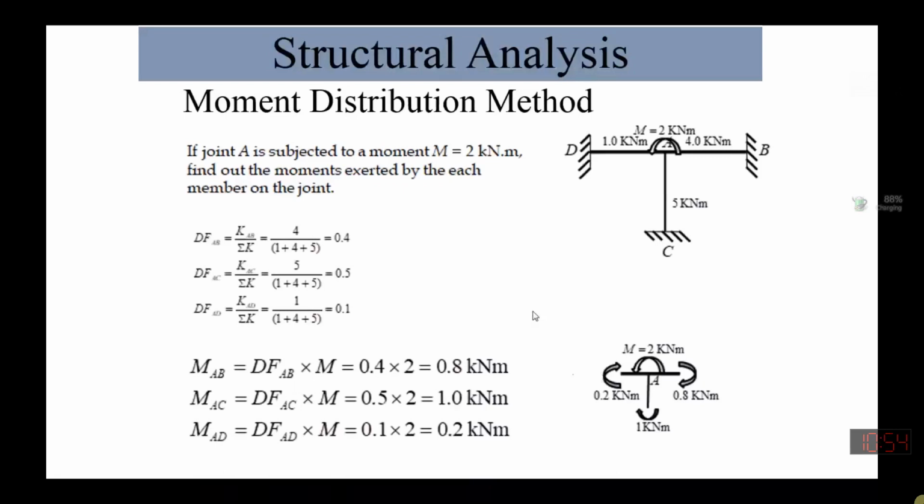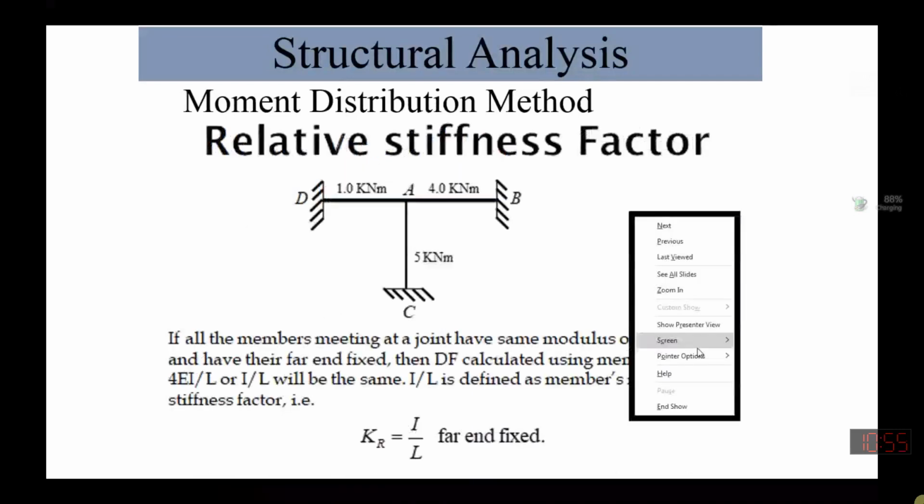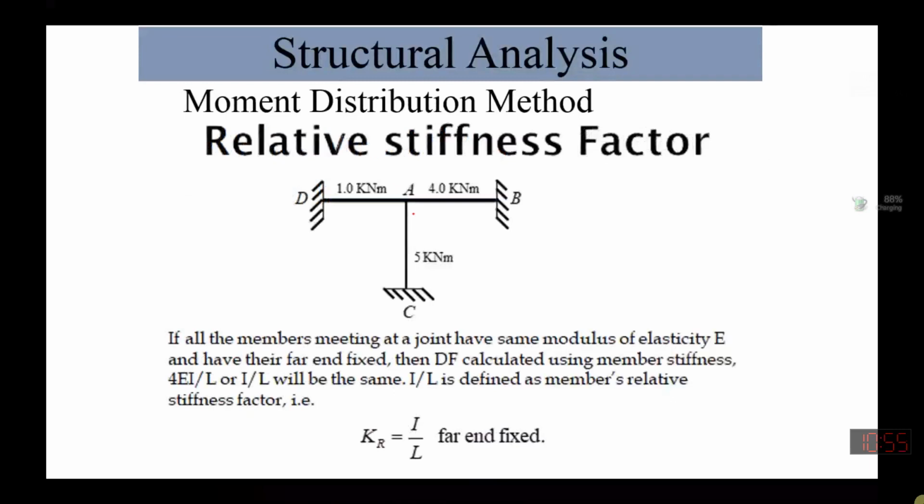Then comes the relative stiffness factor. This relative stiffness factor is basically the stiffness factor relative to the other members. If all the members are connected at one joint and the far end of the members is fixed, then you can say that the relative stiffness factor is I over L, if the material or modulus of elasticity E is the same for all the members.